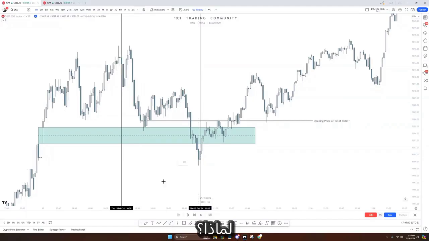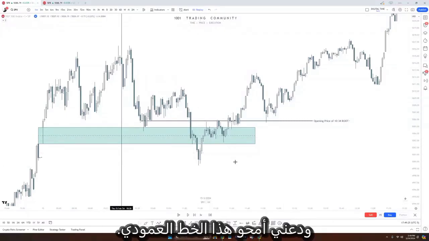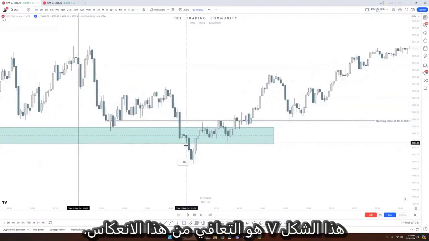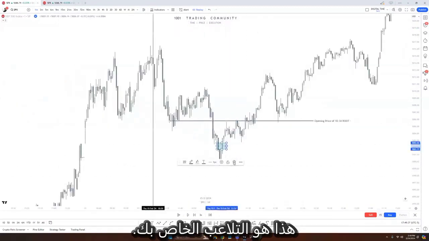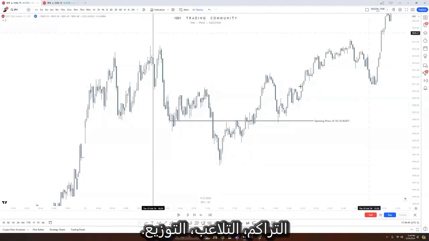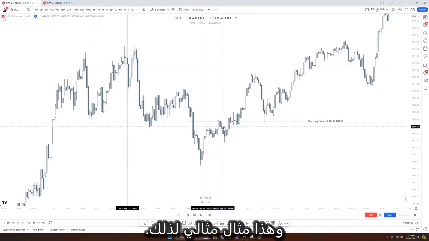This is still technically Model 11. Why? Because this engineered liquidity here, this higher time frame PD array being tapped into, and let me erase this vertical line, this V-shape recovery off this inversion. There's your manipulation. A, M, D. Accumulation, manipulation, distribution. Still technically Model 11 because it is at the very latest going to begin at 11:10. This is a perfect example of that.